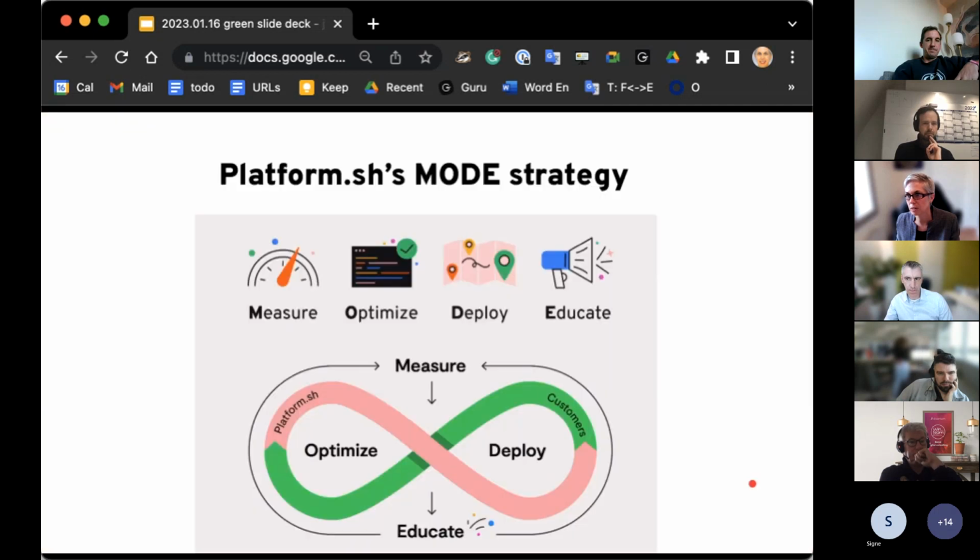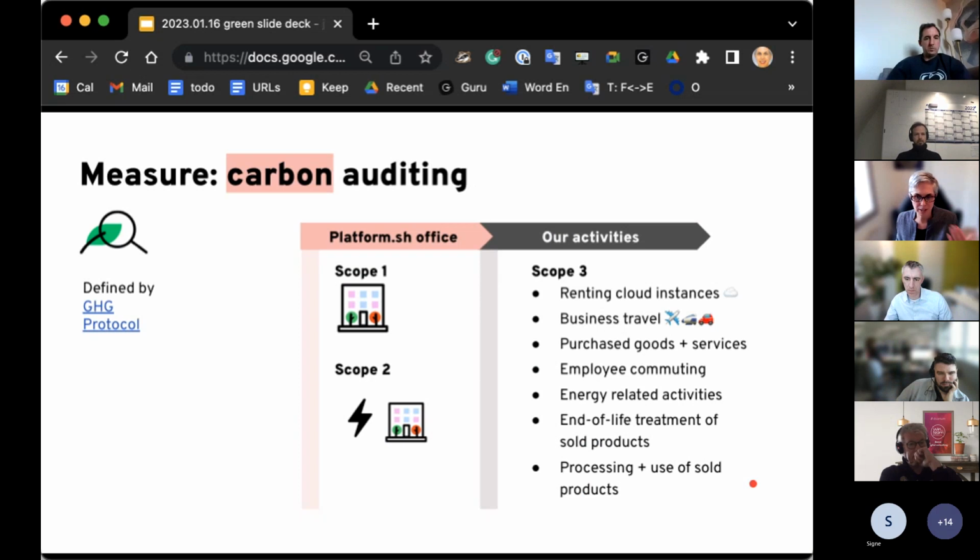Okay, so now this is the mode strategy where we measure, optimize, deploy, and educate. So the first part is measuring. I've been talking a lot about the protocol that's used here by anyone reporting carbon. So scope 1 is emissions from the office. And because Platform.sh is a nearly 100% remote company, we have a tiny office with a tiny scope 1 and a tiny scope 2 for electricity use at the office. And everything else is in scope 3.